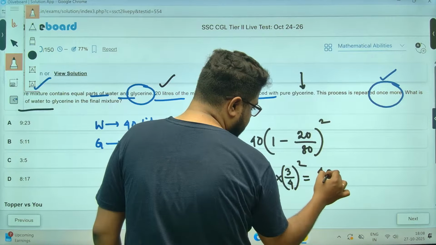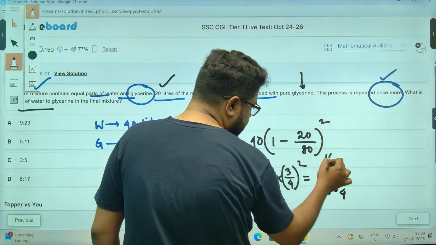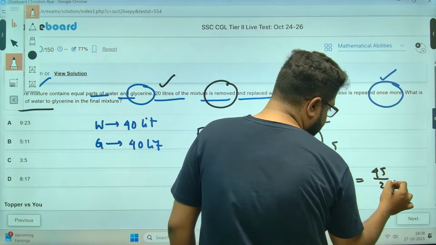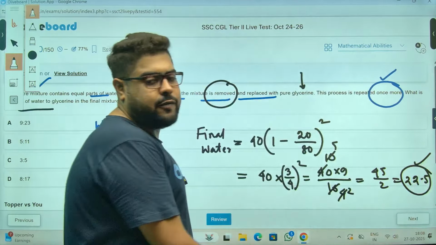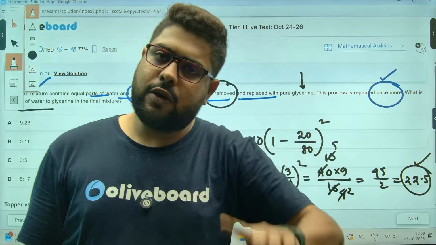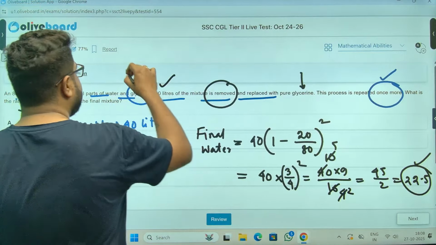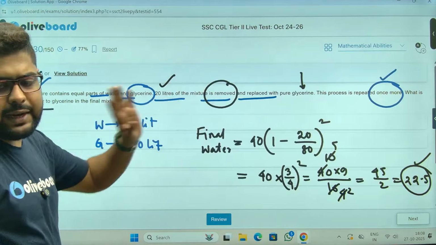Meaning 40 into 9 divided by 16. 4 into 10 is 5, 5 into 2, so 45 by 2, which is 22.5 liters of water after all the replacements. Always remember, that is the beauty of replacement: the total volume is always constant. The total 80 liter solution will remain 80 liters.